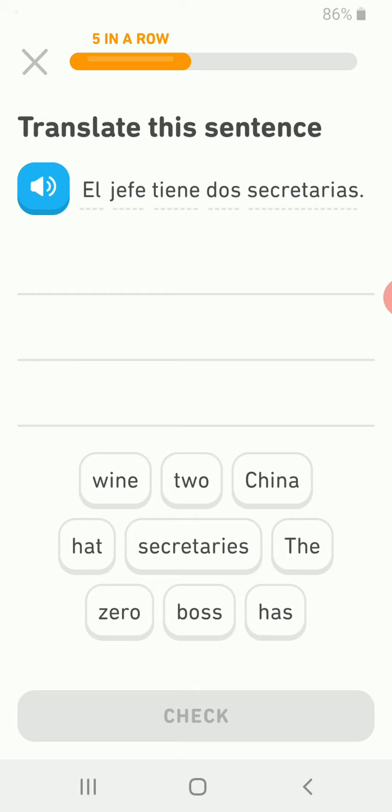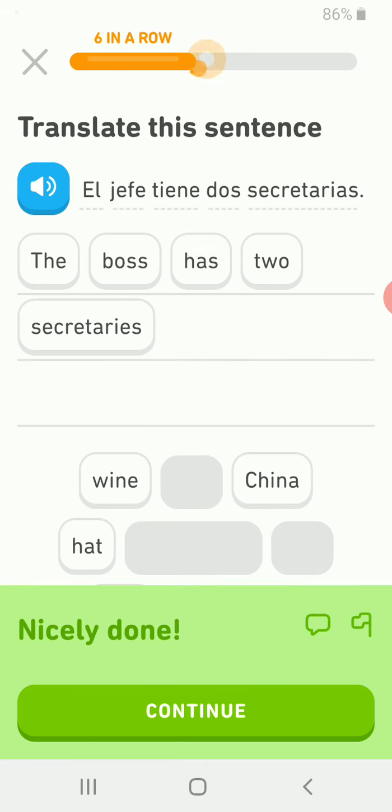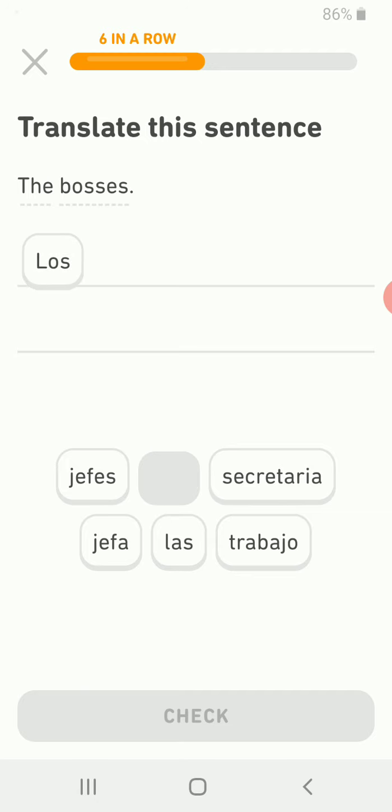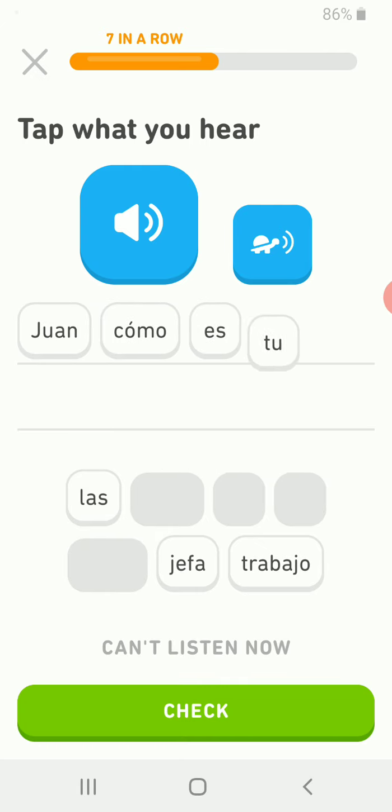So the boss has two secretaries, and the bosses, los jefes. Juan, ¿cómo es tu trabajo? So I see that it can be el jefe, la jefa. So it can have different forms. It's not so clear so far, because is it masculine or is it feminine? We will see this. Juan, ¿cómo es tu trabajo?